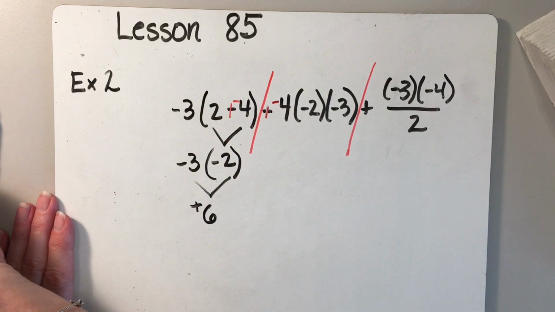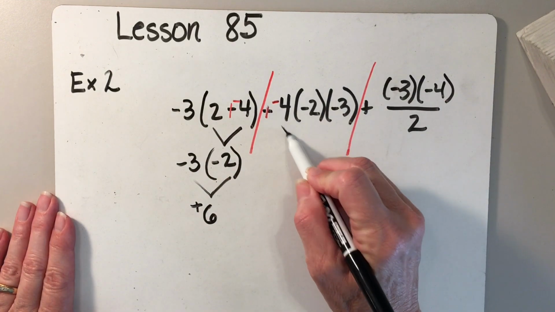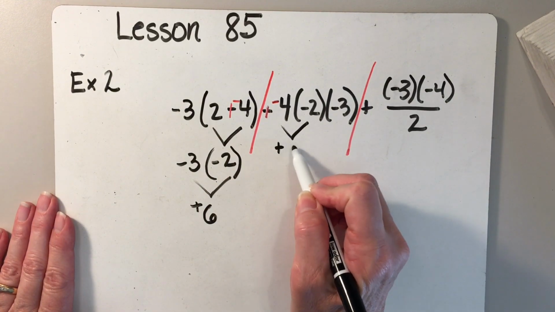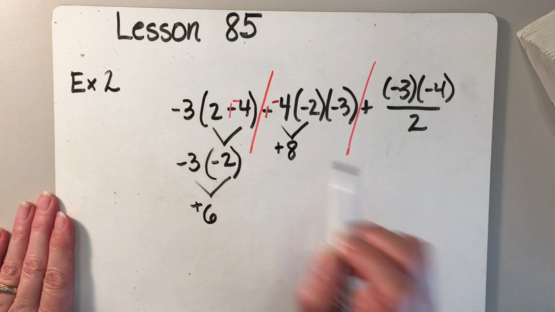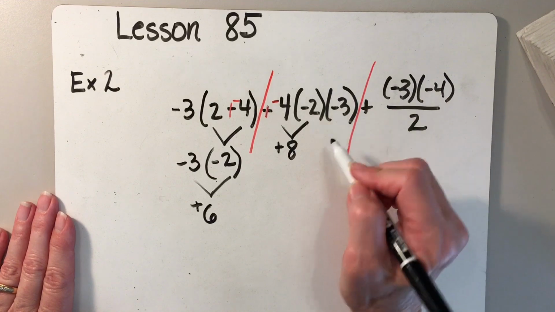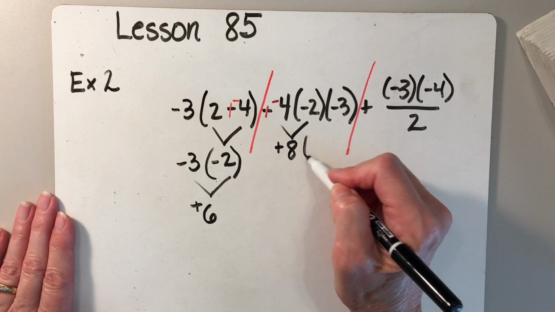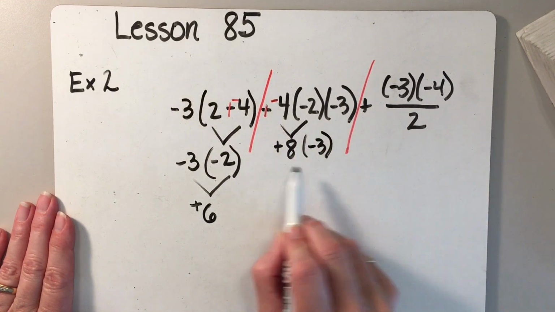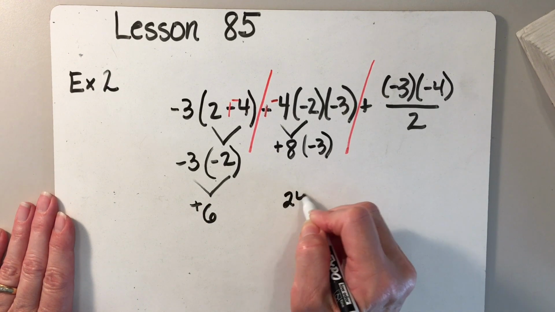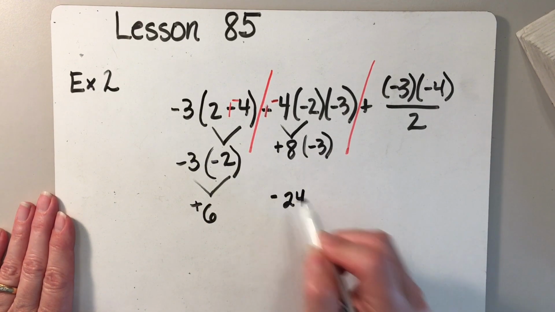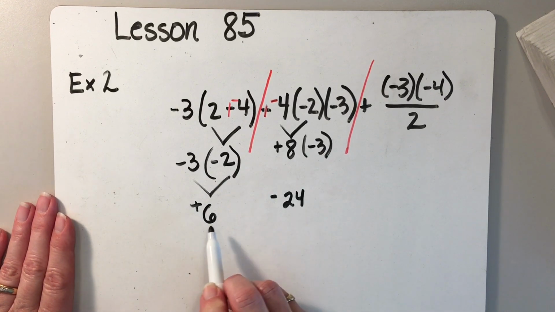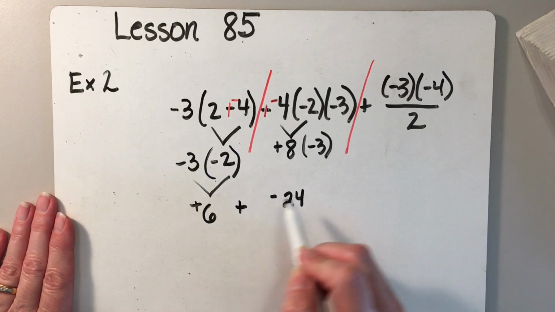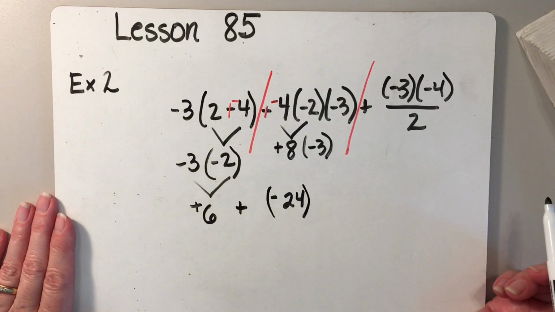We're just going to take it one step at a time. Negative 4 times negative 2 is a positive 8. We multiply like normal. Signs are the same. It's positive. Okay. Then we have a positive 8 times a negative 3. 8 times 3 is 24. Signs are different, so we have a negative sign right out in front. So this is like positive 6 plus a negative 24.